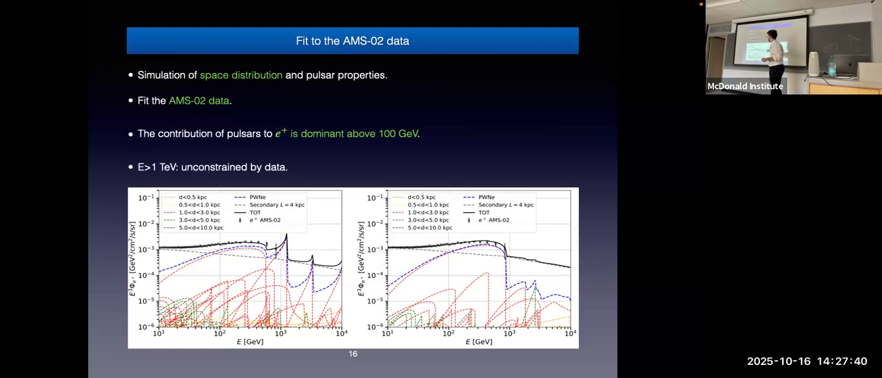But yeah, the argument is that we need to explain this region between 100 GeV and 1 TeV, and that energetic is what tells you why we need middle-aged sources. Thanks.